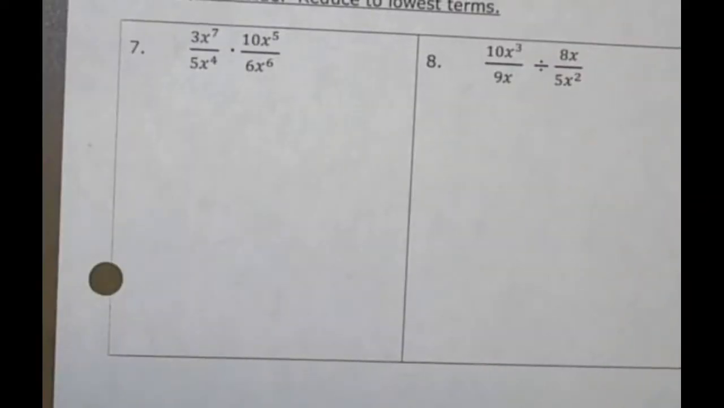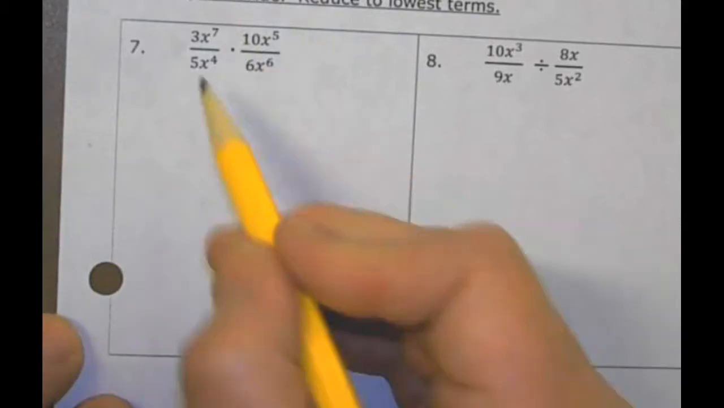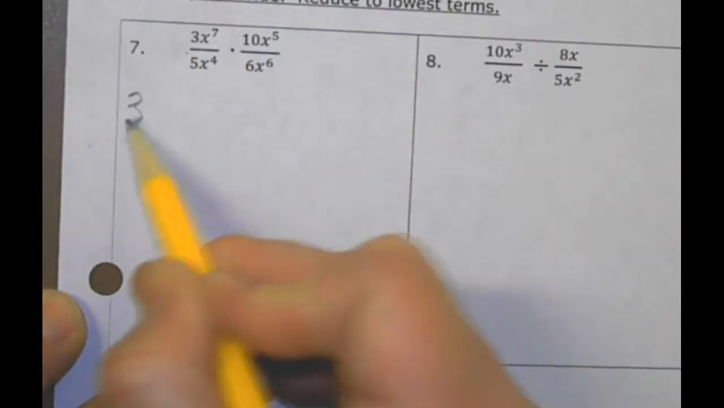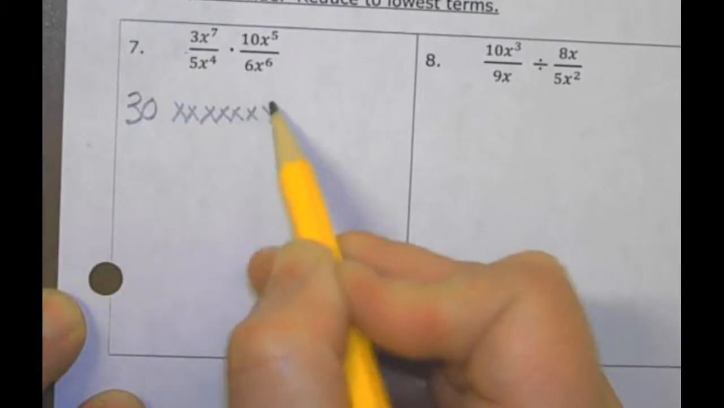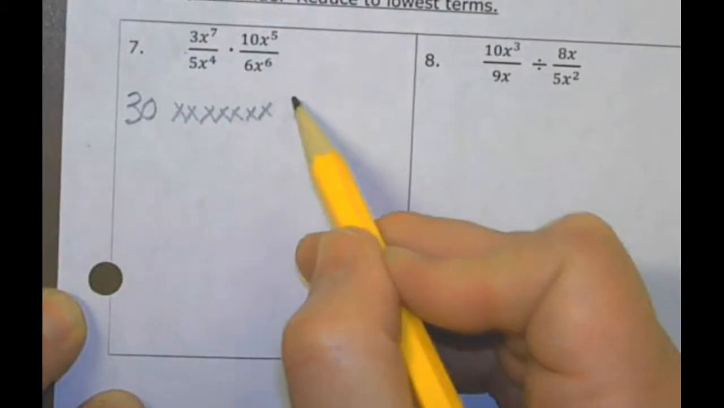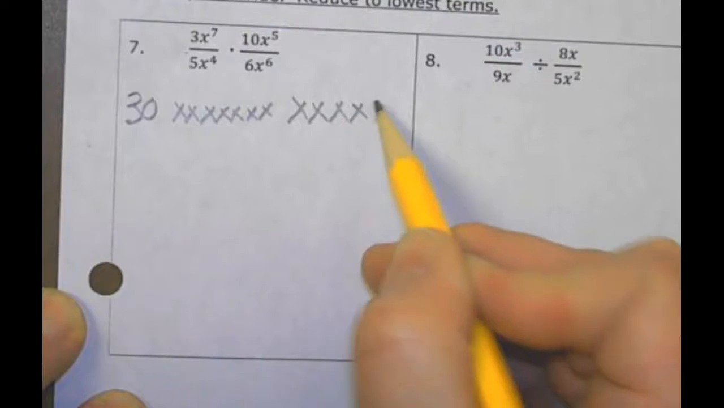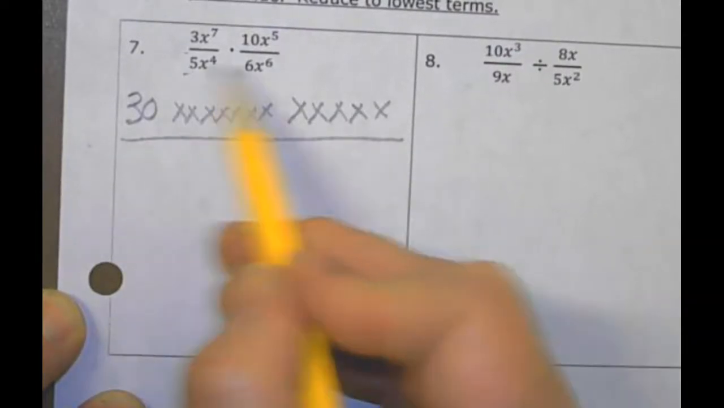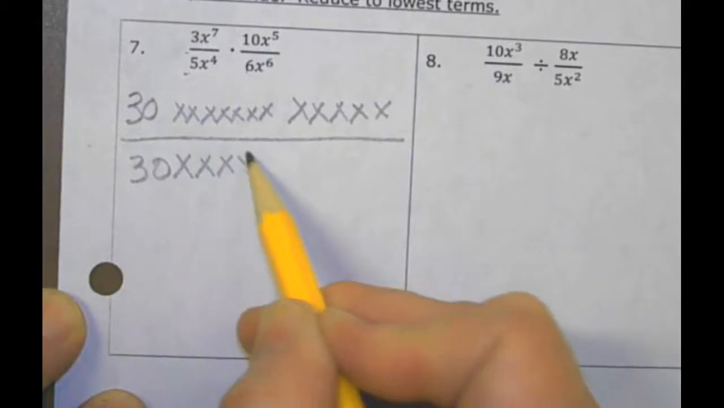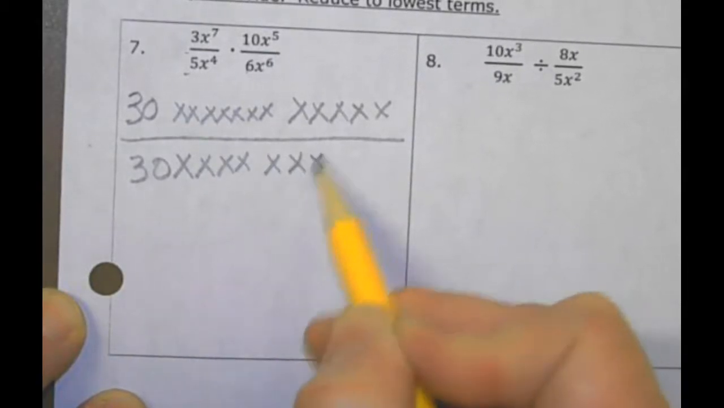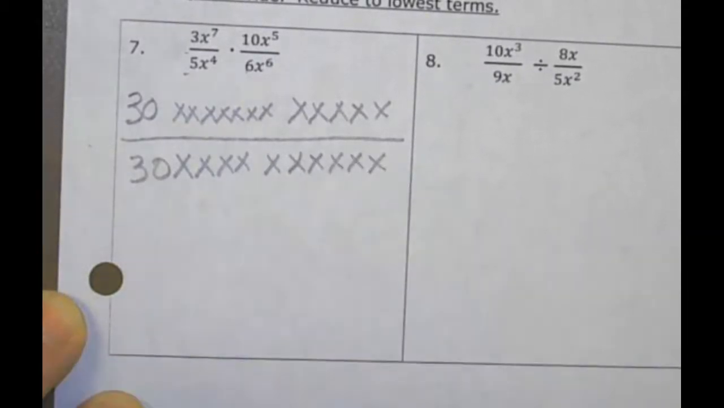Problem number 7 is a multiply problem. In order to multiply, you multiply numerator times numerator and denominator times denominator. 3 times 10 is 30. X to the 7th, x to the 5. 5 times 6 is 30. X to the 4, x to the 6.